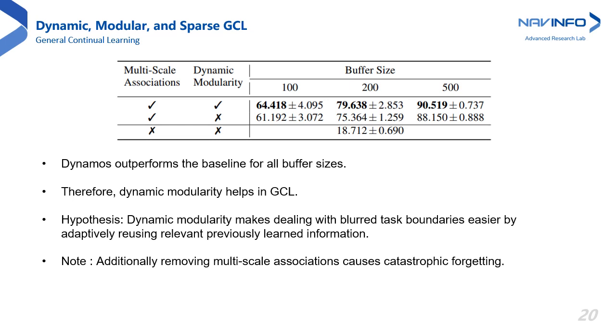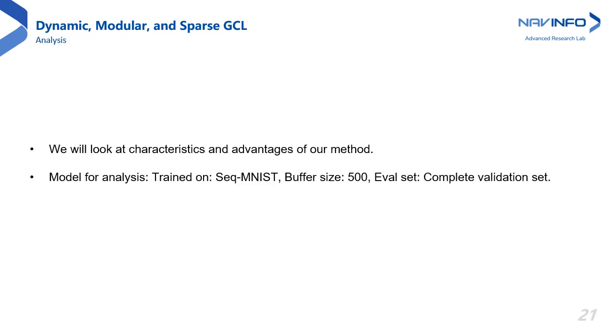We hypothesize that dynamic modularity helps in dealing with the blurred task boundaries by adaptively reusing relevant previously learned information, which here corresponds to learned filters. We will now look at some of the characteristics and advantages of the method. For these analyses, we evaluate the model trained on sequential MNIST with buffer size 500 on the complete validation set.